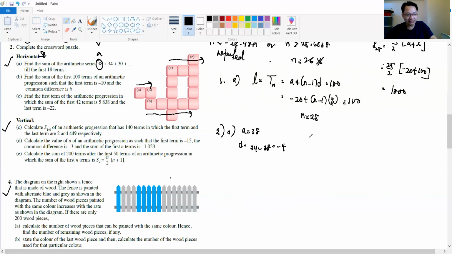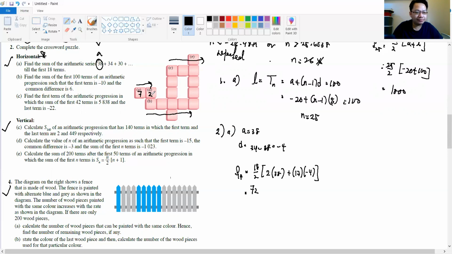So I want to find the S18. It will become 18 over 2, bracket 2A, 38, plus n minus 1, 18 minus 1, 17, times the common difference negative 4. Close the big bracket, compute. So 2 times 38 plus 17 times negative 4, times 18 divided by 2. So the answer is 72. So write down here 72. Okay. That is your answer for A.